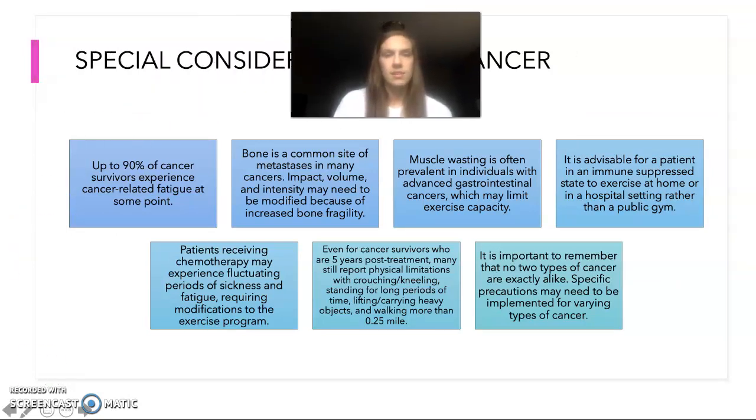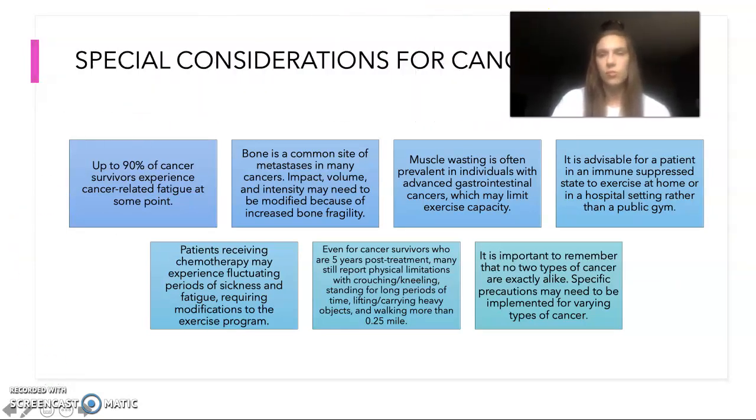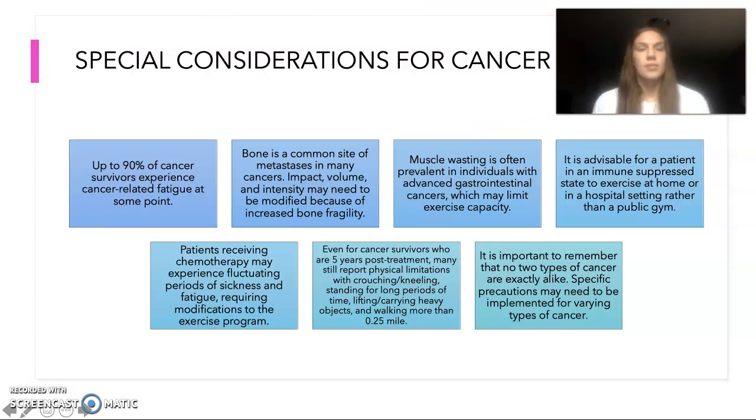So lastly, some special considerations for cancer. Up to 90% of cancer survivors experience cancer-related fatigue at some point. And this can be from a lot of different things, mainly from the treatment that they undergo, but it can last for weeks to even months and years following the completion of treatment and can affect their ability to perform different activities. Bone is a common site of metastasis in many cancers.